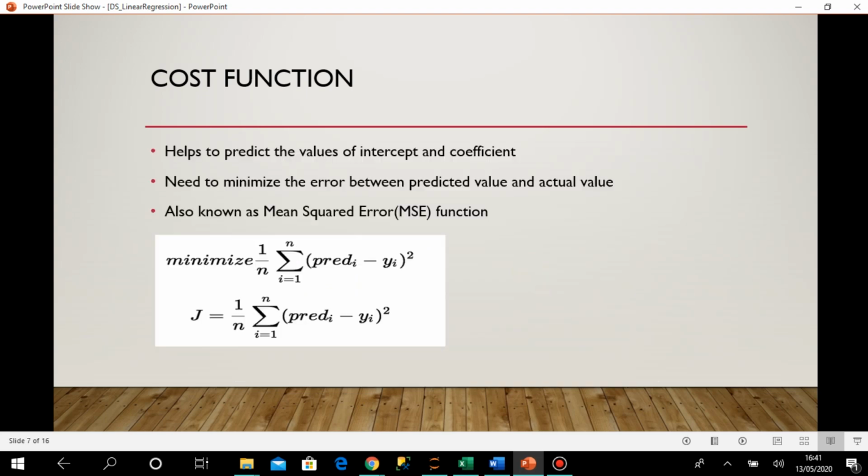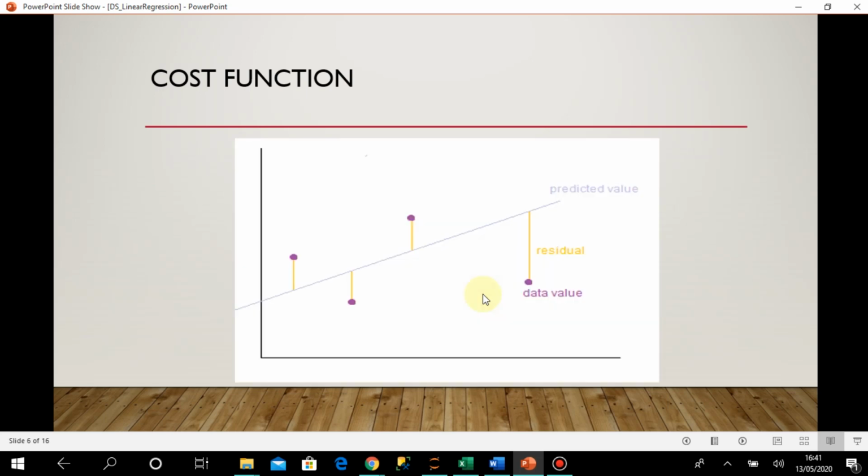So how do we calculate this cost function? This is also called the mean squared error function. You can see this notation J is termed the cost function. It is 1 by n, where n is the number of data points available. For each value, I take the predicted output and y, the actual output. I get the difference between the predicted outcome and the actual outcome and take the square of that.